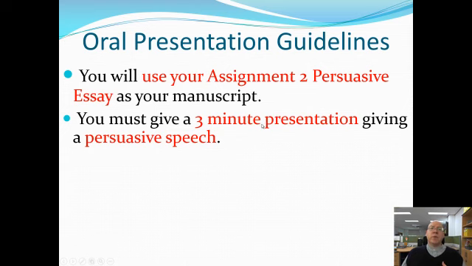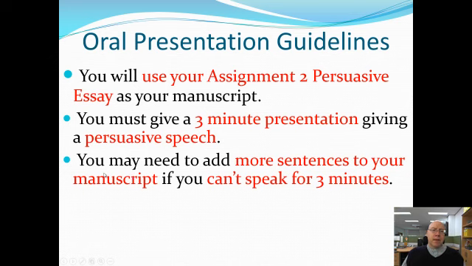Okay, it's going to be a persuasive speech. So we're just going to take our persuasive essay and use it to make a persuasive speech. If your persuasive essay was too short, you might have to add some more sentences to make it a little bit longer. Or if it was too long, you might need to shorten it up, take some sentences away. But our responsibility is to speak for 3 minutes.